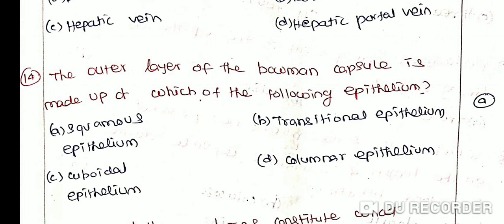The outer layer of Bowman's capsule is made up of which of the following epithelium? Option A, squamous epithelium. Option B, transitional epithelium. Option C, cuboidal epithelium. Option D, columnar epithelium. The correct answer is option A, squamous epithelium. Explanation. The outer layer of the Bowman's capsule is lined by the squamous epithelium, while the inner layer has podocytes with filtration slits. Transitional epithelium is present in the ureter, renal pelvis and urinary bladder. Next question.